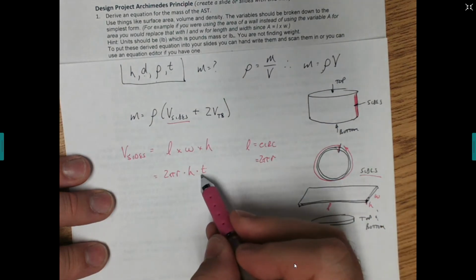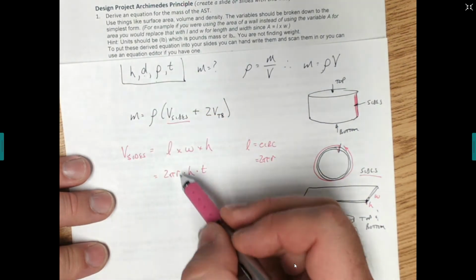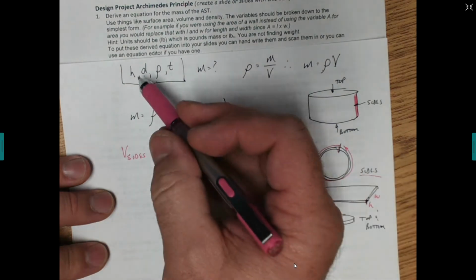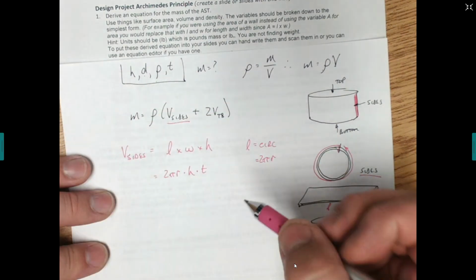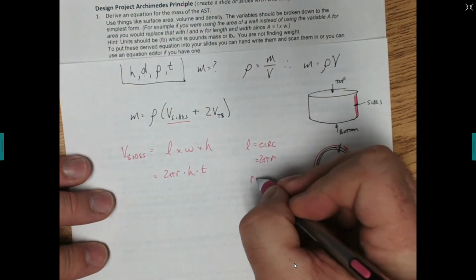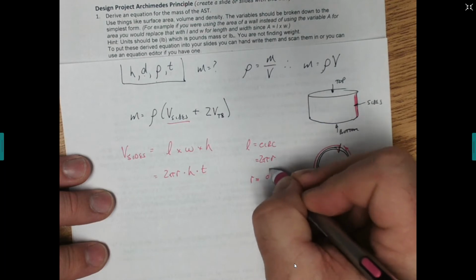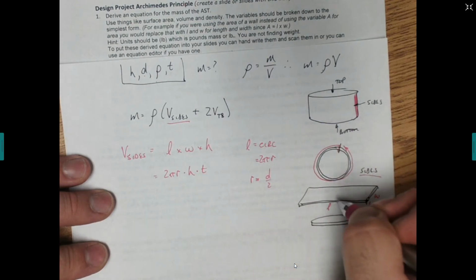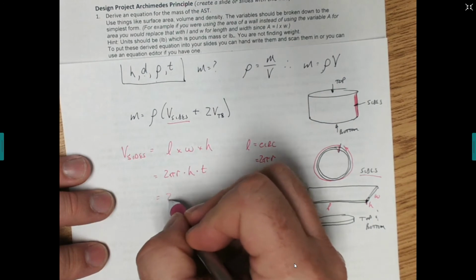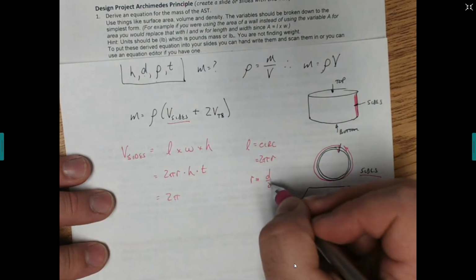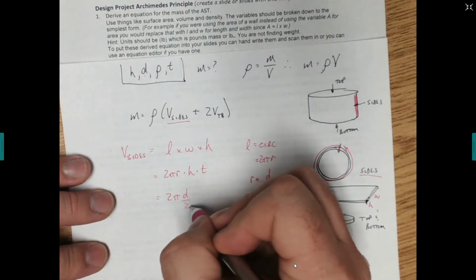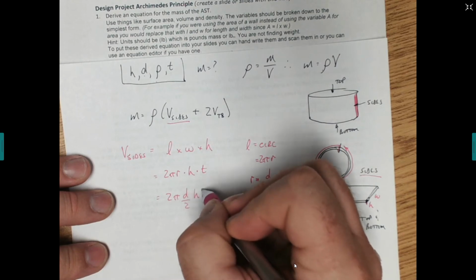Well, that's great. Look, we've got H and T, but we have R instead of D. But D was diameter, right? If we look back at our chart, D was diameter. So R is equal to diameter divided by 2, isn't it? So we're going to replace and say we're going to have 2 times pi times d over 2 times h times t.